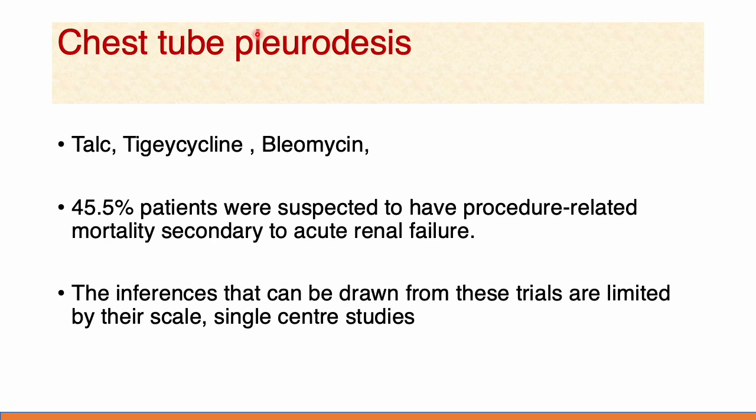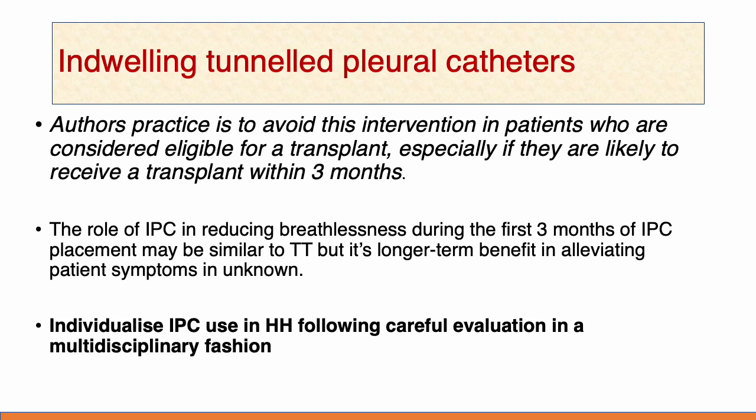So the data is very scattered in terms of which agent to use. There have been studies where wax pleurodesis has been done, and there have been studies where they had to do at least 3 pleurodesis sessions to achieve a good pleurodesis in this group of patients. So it's not very easy here. Coming to IPCs, again, as they said, they would avoid it unless they're considering that this patient cannot undergo transplant within the next 3 months and is highly symptomatic.